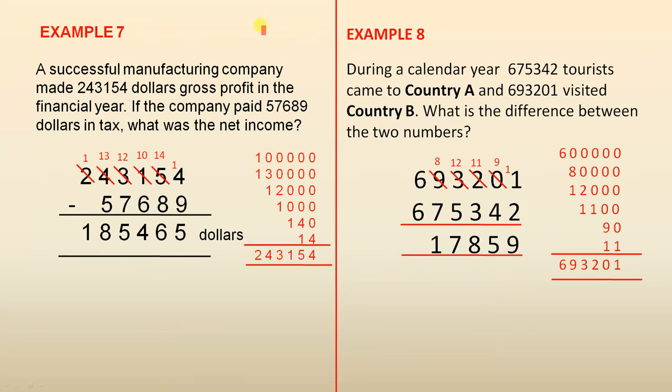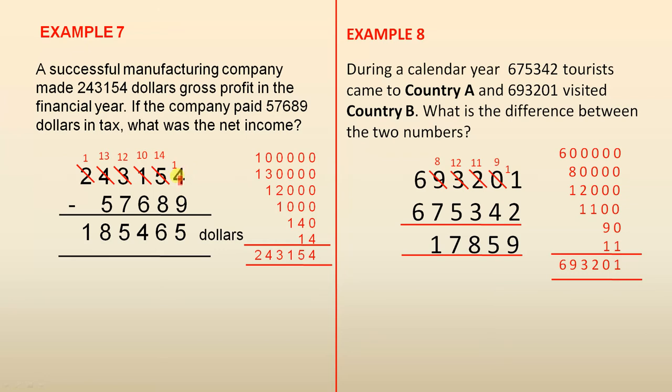Example 7. This is a problem. A successful manufacturing company made $243,154 gross profit in the financial year. If the company paid $57,689 in tax, what was the net income?